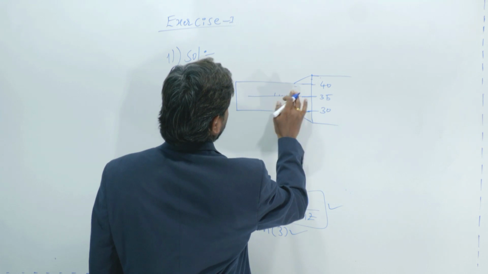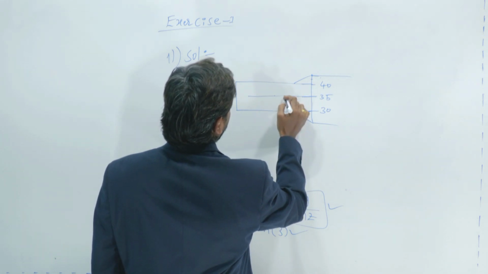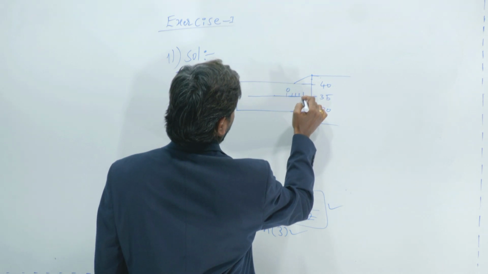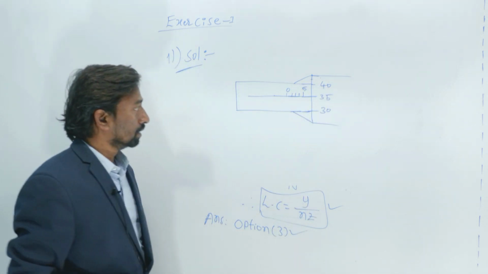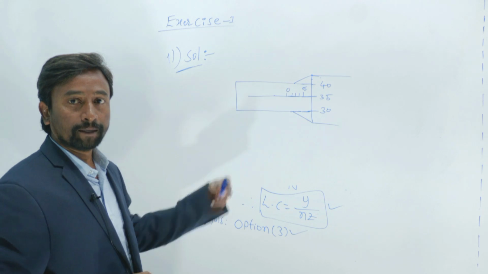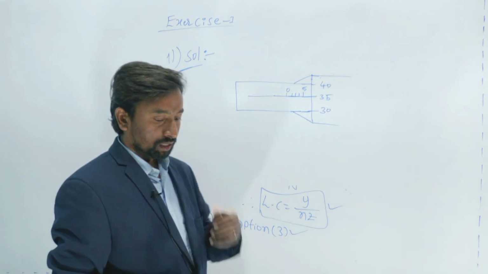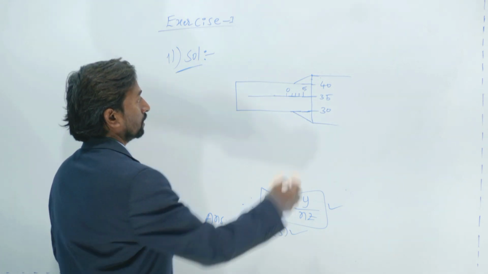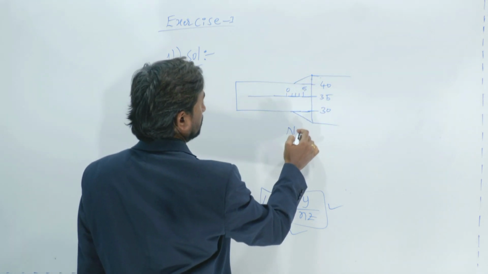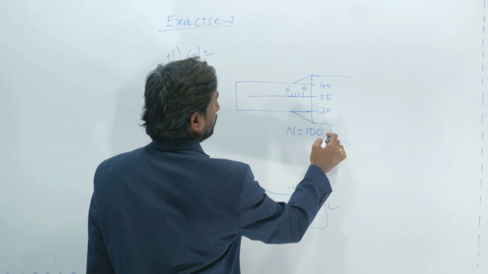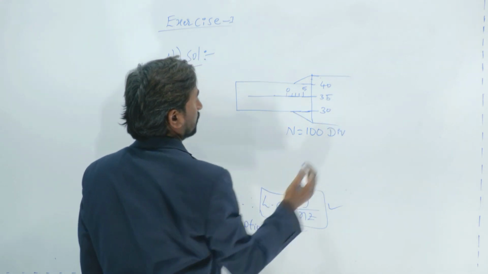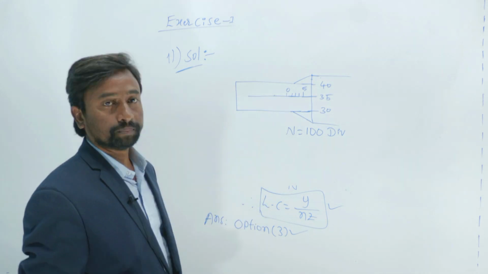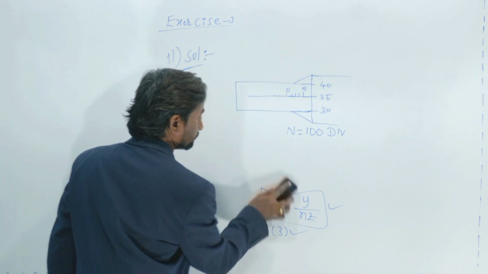So we'll write it like this: 0, 1, 2, 3, 4th. The 4th one is the 5th. In the above diagram, what will be the least count? They are asking the least count, and the thimble has 100 divisions. The circular scale has 100 divisions. Then what is the least count? By seeing that diagram we should find it out.